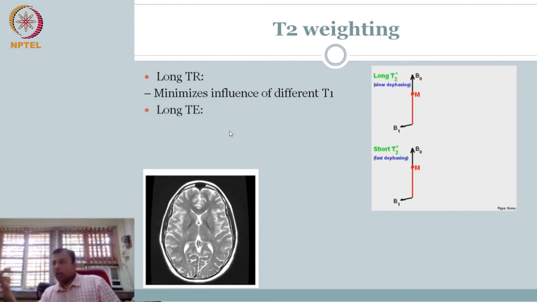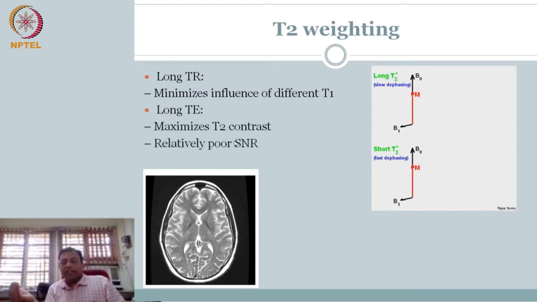But instead of a short TE, here I want a long TE, so that I can measure T2. It maximizes the T2 contrast, which is what we want, T2 weighting. So you wait so that the dephasing happens. But the problem, as you will notice, is that the signal is getting weaker and weaker, and I am measuring it as it drops down. That means I am going to have a relatively poor signal to noise ratio. But this is how you get T2 weighting.